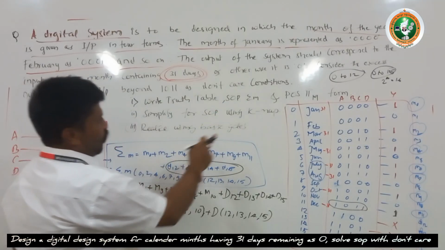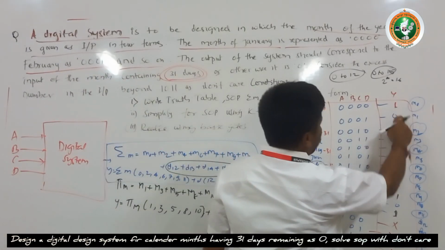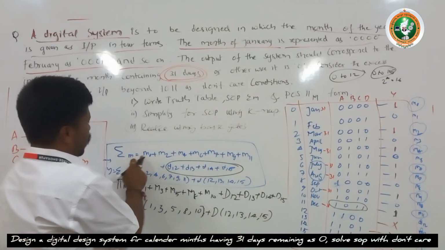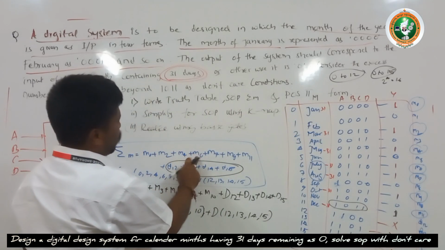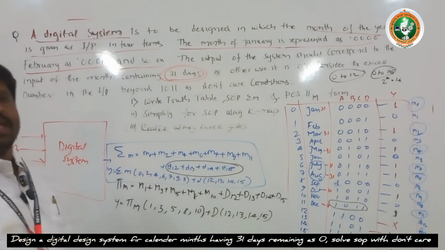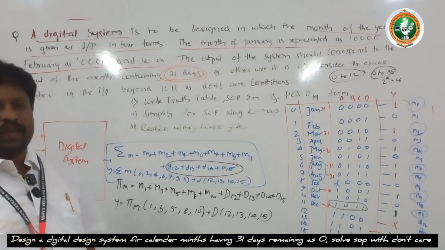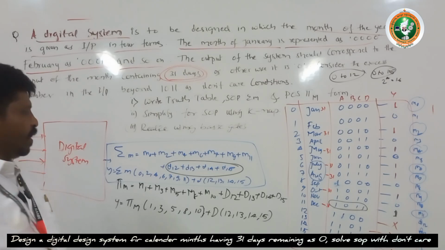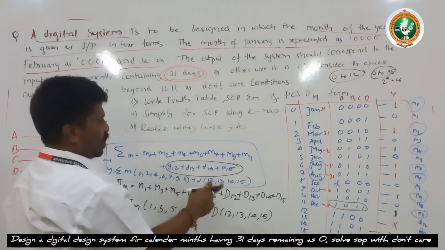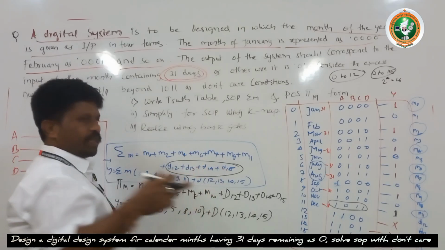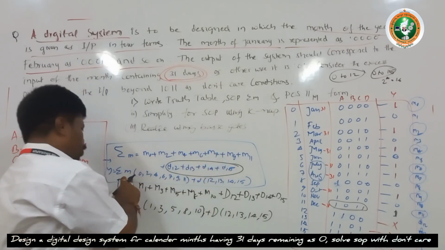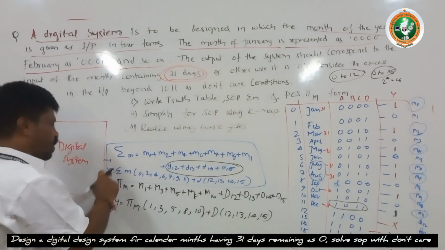SOP form means wherever the output has ones, those are considered the min terms. Min terms: summation of m0 plus m2 plus m4 plus m6 plus m7 plus m9 plus m11. These are the months which have 31 days, and they are considered the min terms. And the remaining conditions beyond December, that should be 1011, are considered don't cares: D12, D13, D14, D15. That's the standard SOP form. You have to write this one.